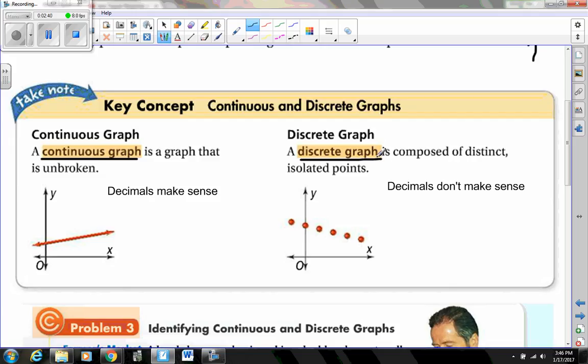Please make sure I see these two vocabulary words written down in your notes. And if I don't see it, I will ask you to go back and write those down. Please write down continuous graph, decimals make sense. Discrete graph, decimals don't make sense. Then we can look at different examples of this.